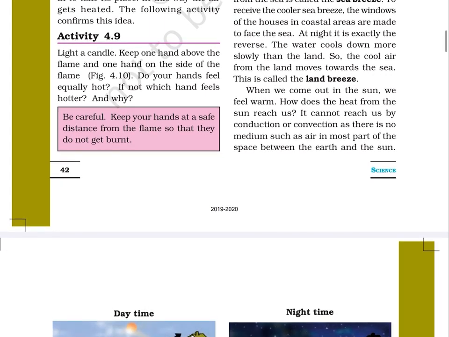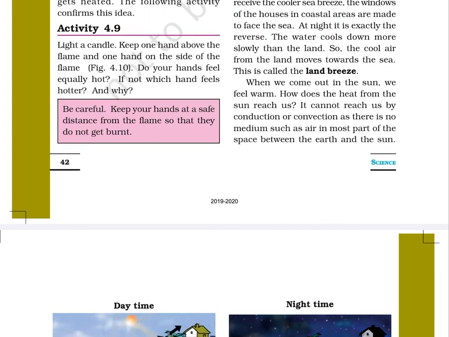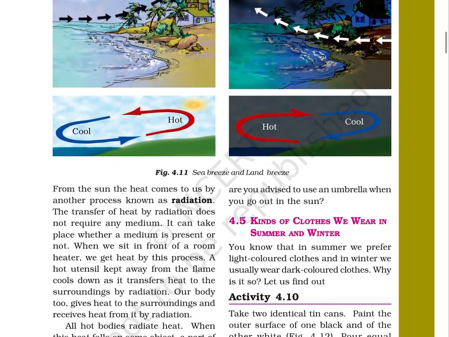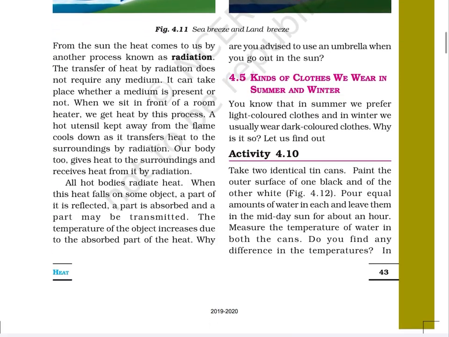When we come out in the sun, we feel warm. How does the heat from the sun reach us? It cannot reach us by conduction or convection, as there is no medium such as air in most part of the space between the earth and the sun. From the sun, the heat comes to us by another process known as radiation.